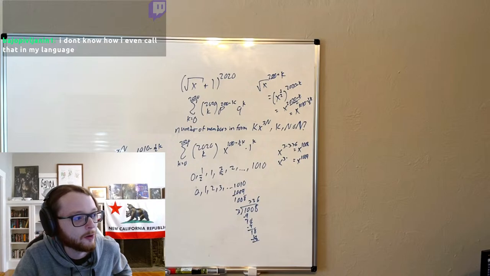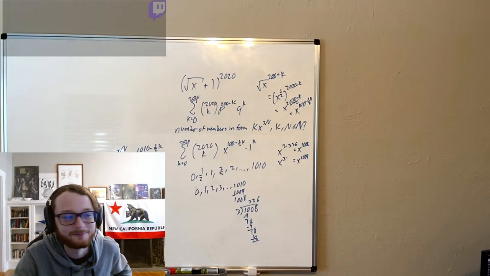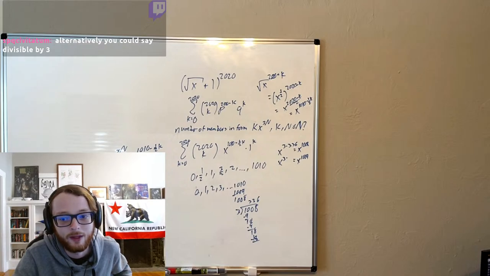Don't know how to call that in your language. I wouldn't know either. Divisible by three, yes. You say that nine is a multiple of three because it is divisible by three.